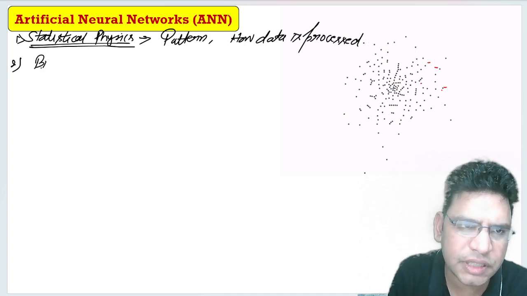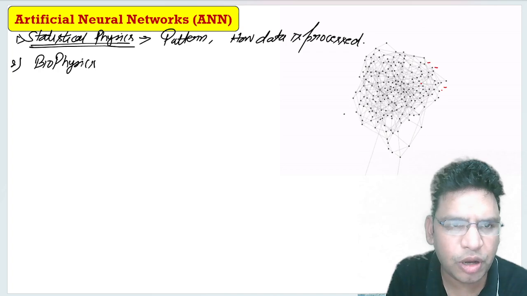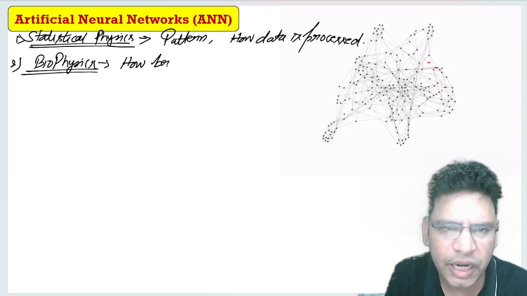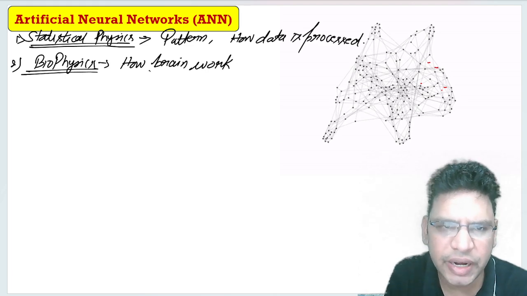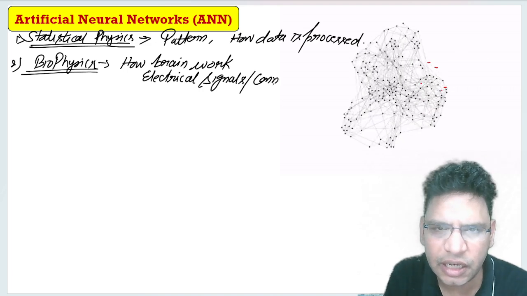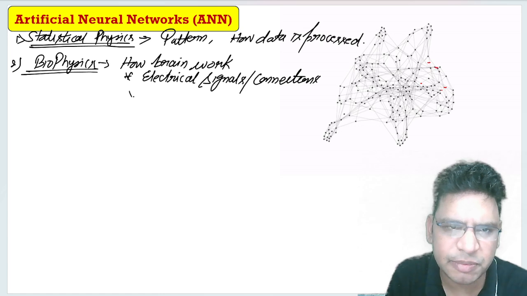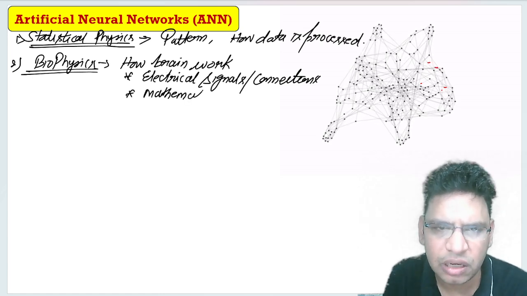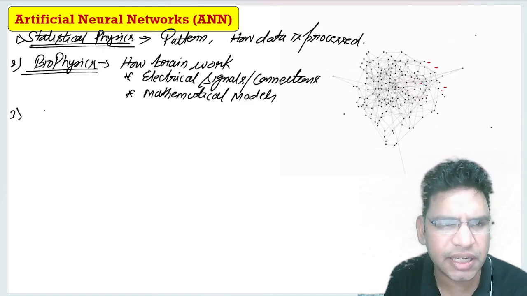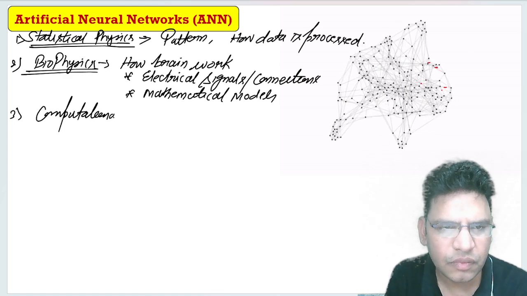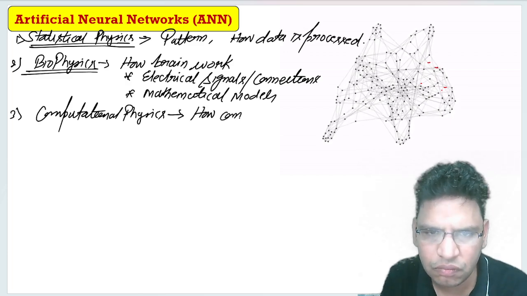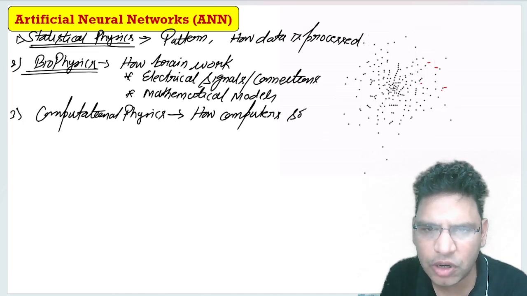There is biophysics. The concept of biophysics simply means mathematics, or mathematically how the brain works, how electrical signals and electrical connections work in the brain, and the mathematical model behind it. So the mathematical model is based on biophysics. And the third one is computational physics. In computational physics, it is how computers solve complex problems.